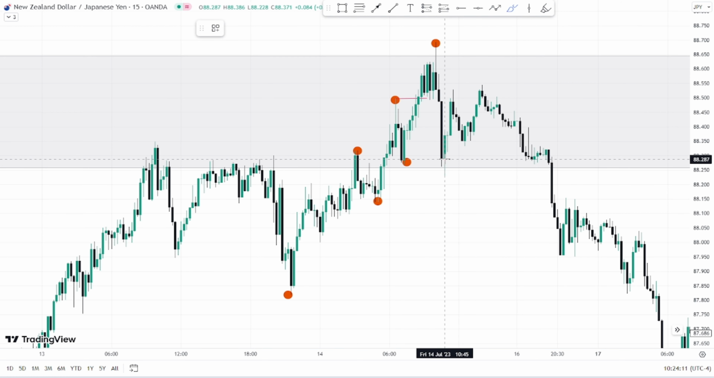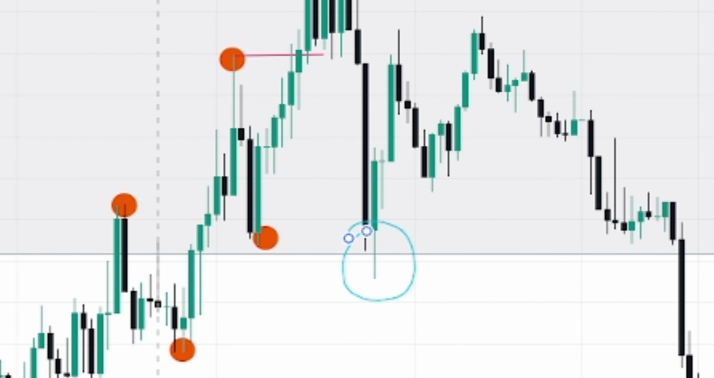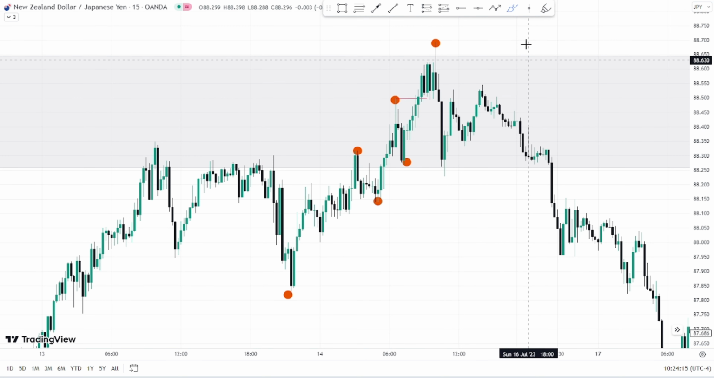I'm talking about what's happening here. It was only with wicks, so I consider a change of character when I see a body candle closing below, or above if we're changing character to the upside. But if we're changing character to the downside, then I'm expecting to see a body candle closing below, right? Then the market went up, right? It went down again.